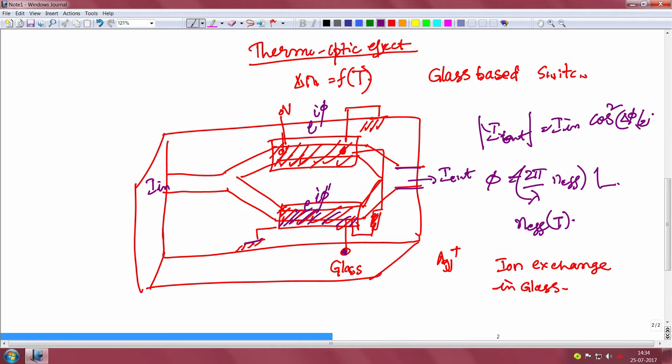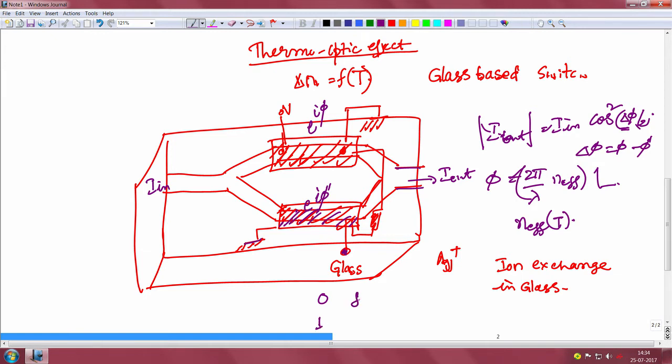So, depending on the phase shift delta phi, we can have the low or high intensity at the output. For example, when the temperature is applied, the output can be 0, and when there is no temperature applied, the output could be maximum, or let me say 1.